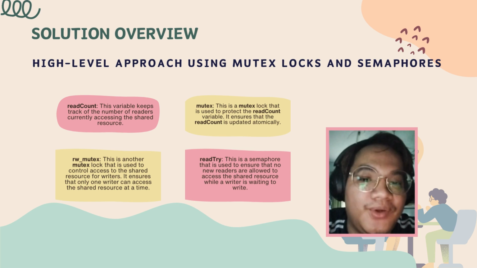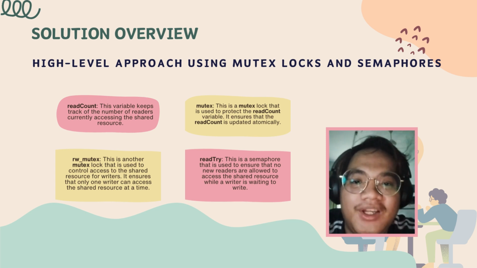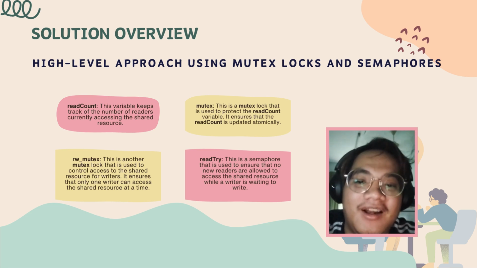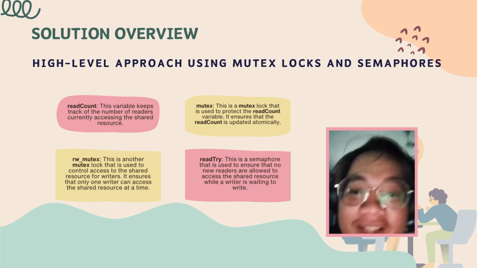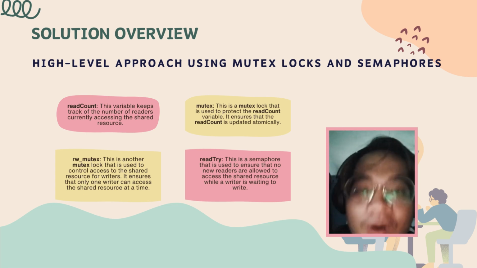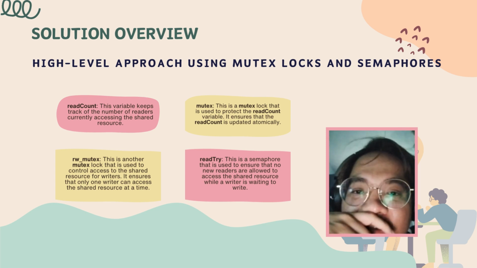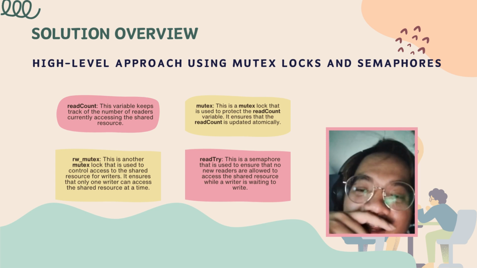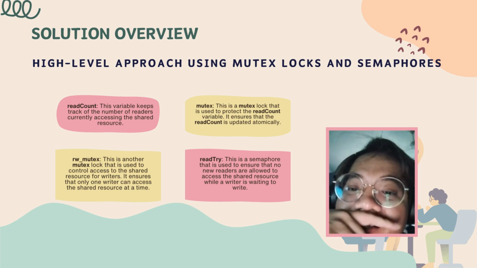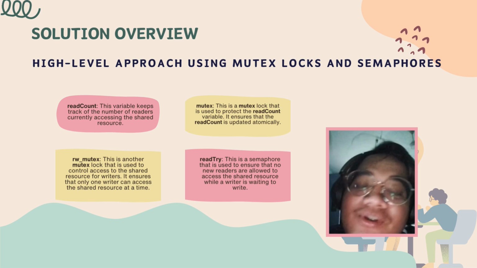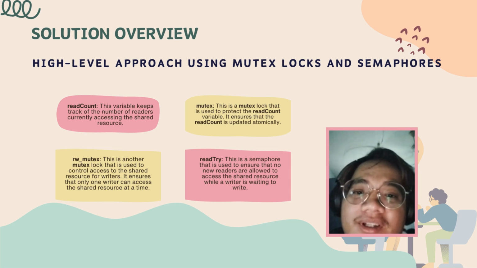The next one is mutex. This is a lock that we use to protect the read count variable. The next one is rw mutex. What is rw mutex? This is another lock that we use to control access to the shared resource for writers. The next one is readtry. This is a semaphore that we use to make sure no new readers can get in while a writer is waiting to write.